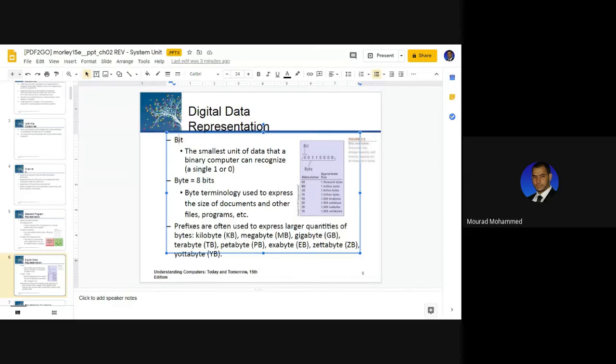mainly. There are other units, so we know that the bit is either a 0 or a 1. And a series of 8 bits constitutes a byte, 1 byte. 8 bits, 1 byte. 16 bits, 2 bytes. 32 bits, 4 bytes, and so on. There are other data units that we can go through, which are kilobyte, megabyte, gigabyte, terabyte, petabyte, and so on.